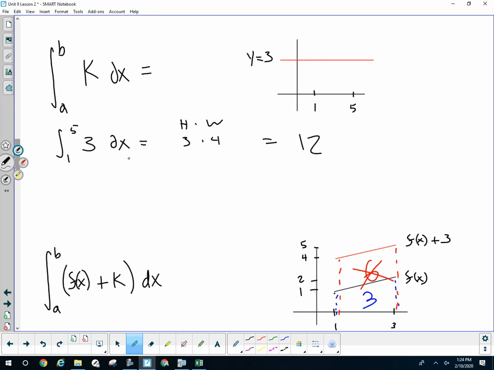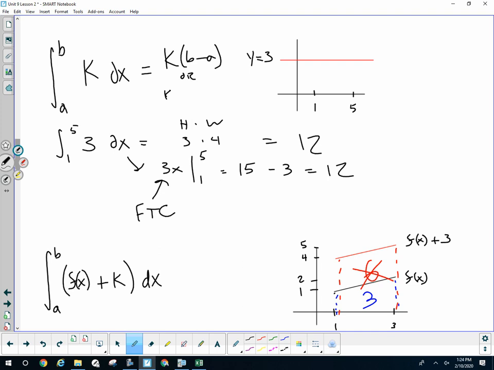Yes, taking the antiderivative and using the fundamental theorem of calculus. The antiderivative is 3x. Plug in 5 and 1. You get 15 minus 3. Okay, that's the other way of getting 12. This is using the fundamental theorem of calculus and using the antiderivative. So the area under a constant is not just the number. The area is either the constant times b minus a, or if you do the fundamental theorem of calculus, it ends up as kb minus ka.